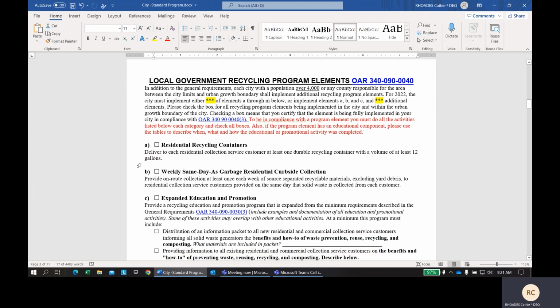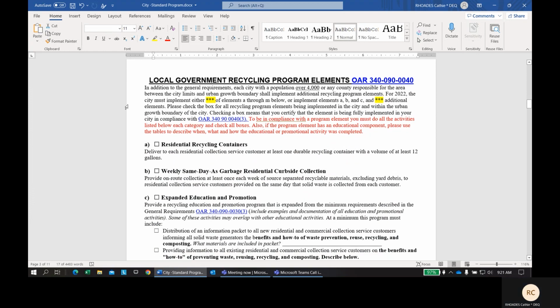Moving on to the recycling program elements. There are 13 recycling program elements a local government can choose to implement. The number of programs a local government implements is based on the city's population and distance to market.